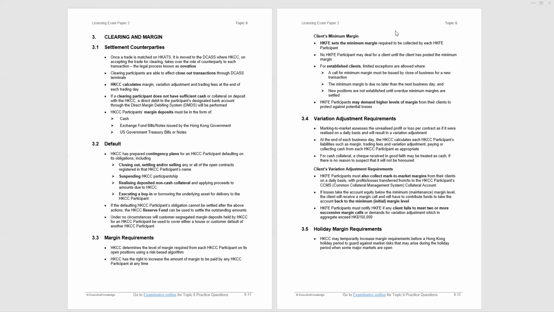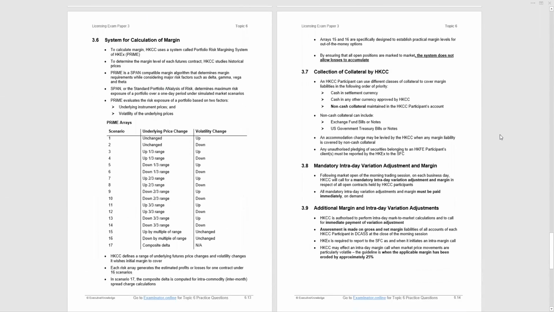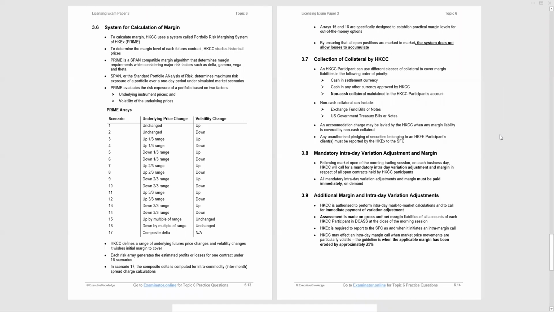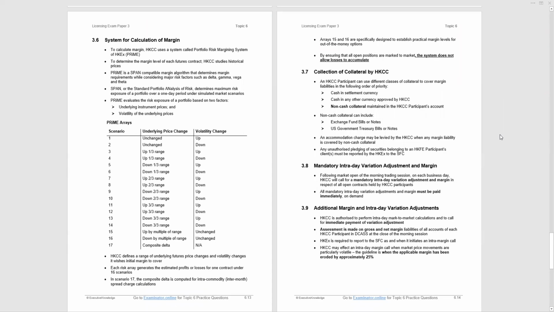The holiday margin requirements, well, that's when Hong Kong's on holiday and other markets are operating, then you may wish to temporarily increase margin requirements to cover potential losses over the period when Hong Kong is closed and other markets are open. Now, system for calculating of margin.